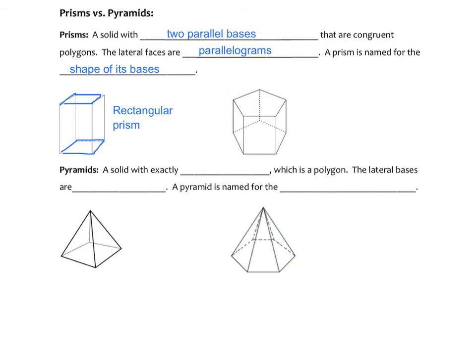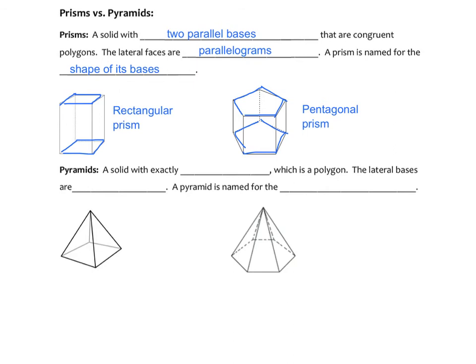Now let's look at the next prism. We have two parallel bases, the top and bottom surfaces. They are parallel and they are congruent. The lateral faces are parallelograms, where opposite sides are equal and congruent. Lastly, the prism is named for the shape of its base. Now let's identify the shape of the base. It is a pentagon, a five-sided shape. Therefore, it is called a pentagonal prism.